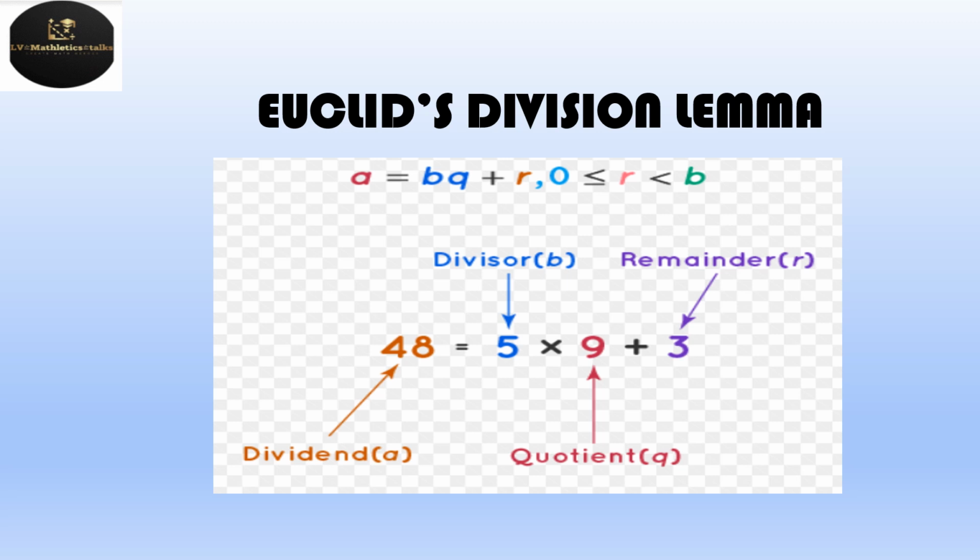So here a = bq + r, where 0 ≤ r < b, where a is the dividend, b is the divisor, q is the quotient, and r is the remainder, for which an example is given.